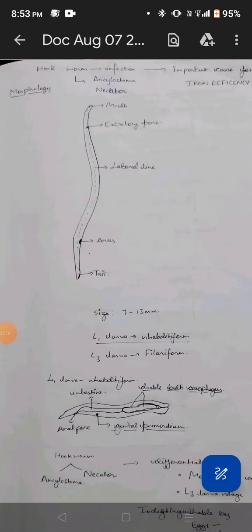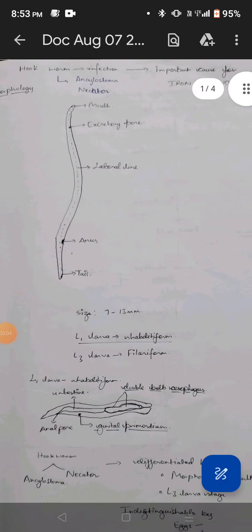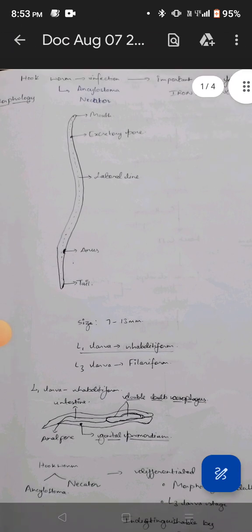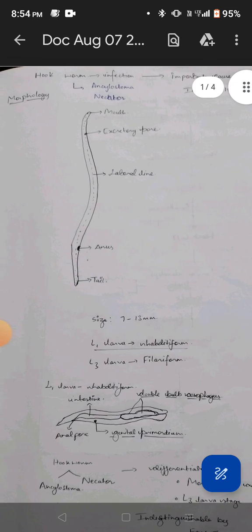Hookworm infection. It is an important cause of iron deficiency anemia. Hookworm are of two species, Ancylostoma and Necator americanus. Ancylostoma is an Old World species and Necator americanus is a New World species.